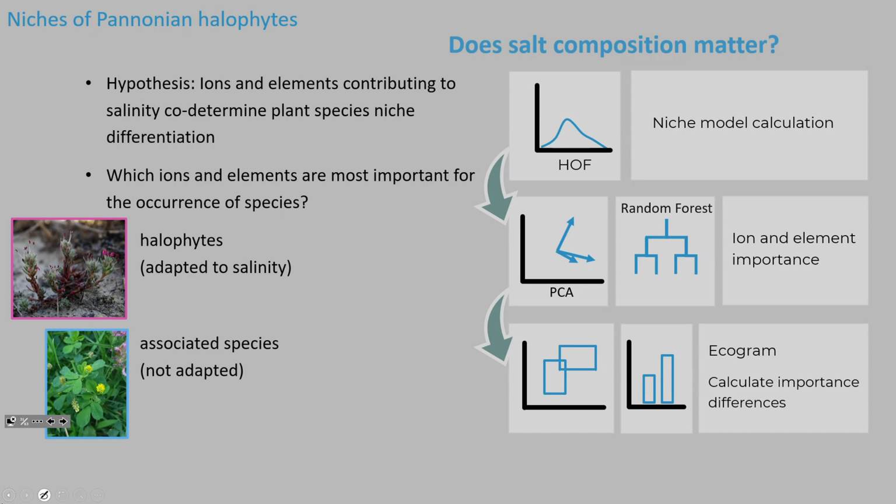And then from the random forest models, which also give us information on the importance of every variable for every species occurrence, we calculated the differences in importance for every variable for either halophytes or for associated species.